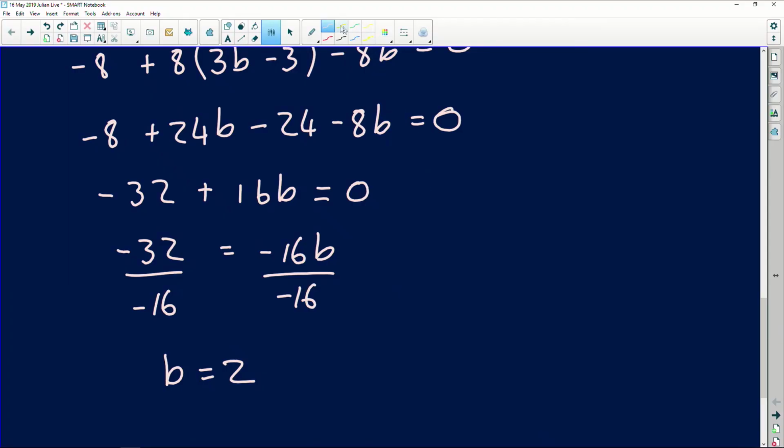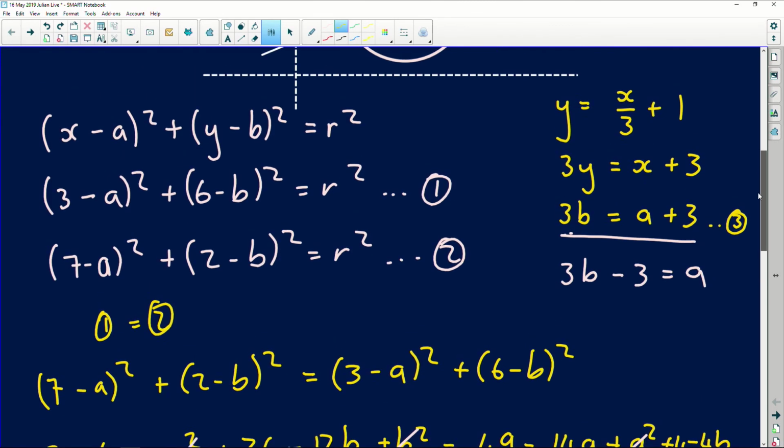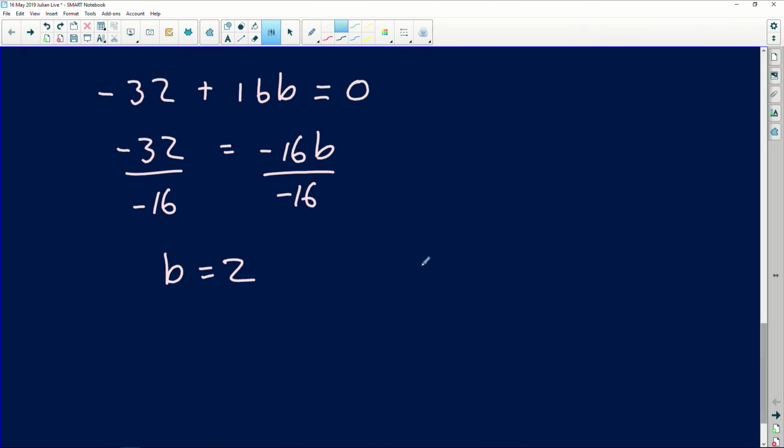To find our value for a, which is going to be the other coordinate for our center, we can be clever about this and just substitute it into one of the easier equations. So we're going to substitute it back into the equation with the straight line because they're nice numbers to work with. So if we do that part over there, we got my equation: 3b is equal to a plus 3. Remember that, guys? We're going to have 3b is equal to a plus 3, and my b is equal to 2. So we're going to have 3 multiplied by 2 is equal to a plus 3.